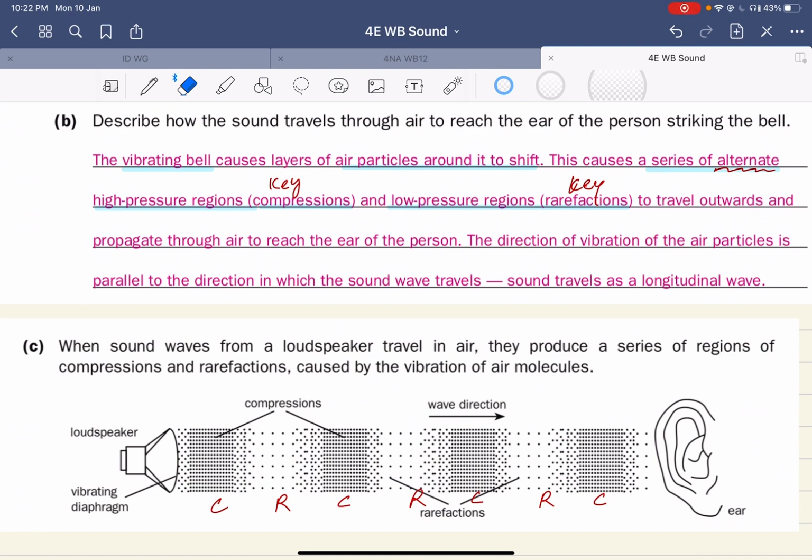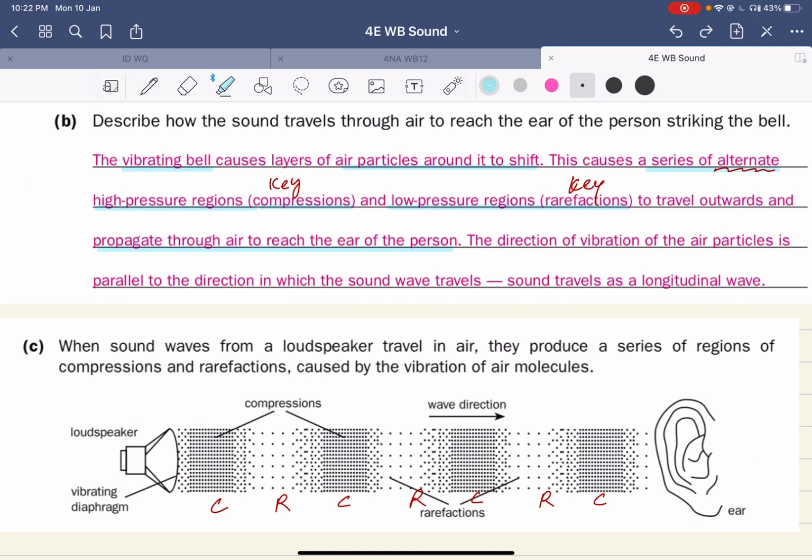they travel outwards and propagate through air to reach the ear of the person. So notice that this links back to the question which talks about reaching the ear of the person. And by that we have finished the description.